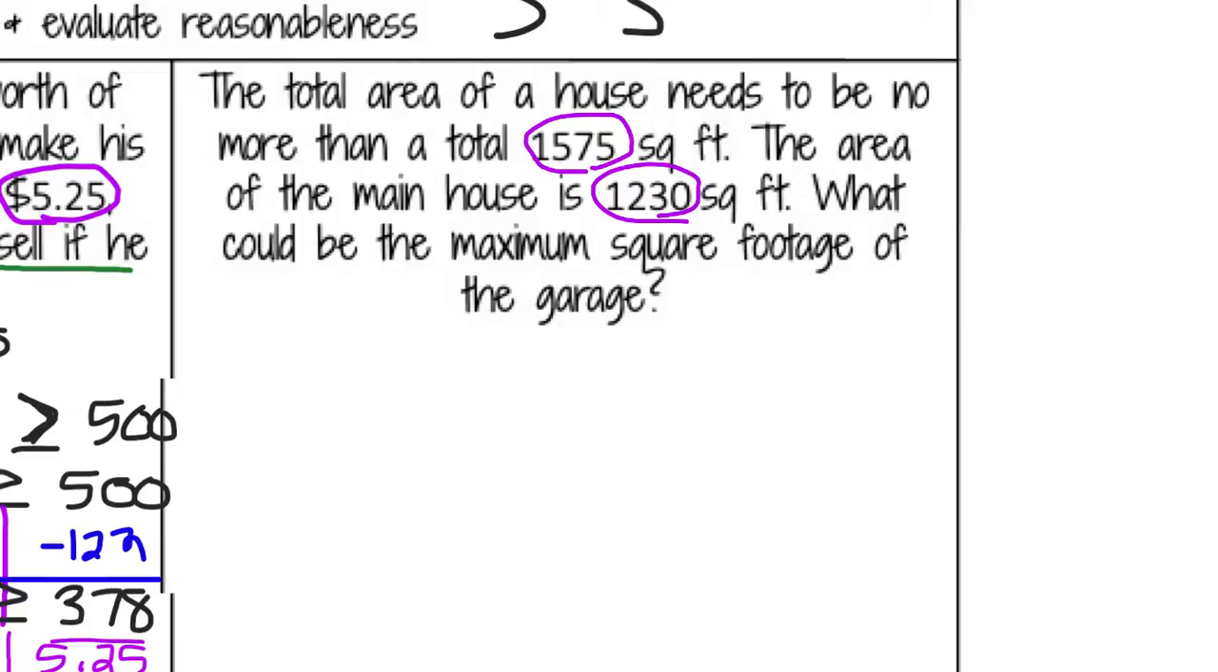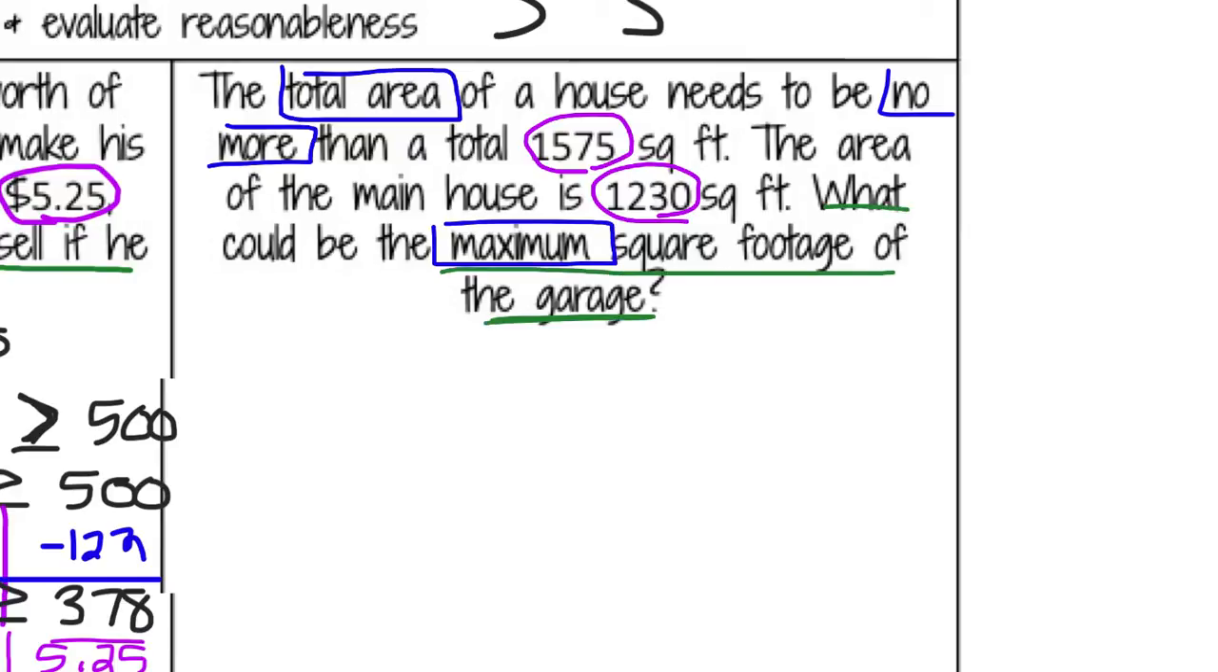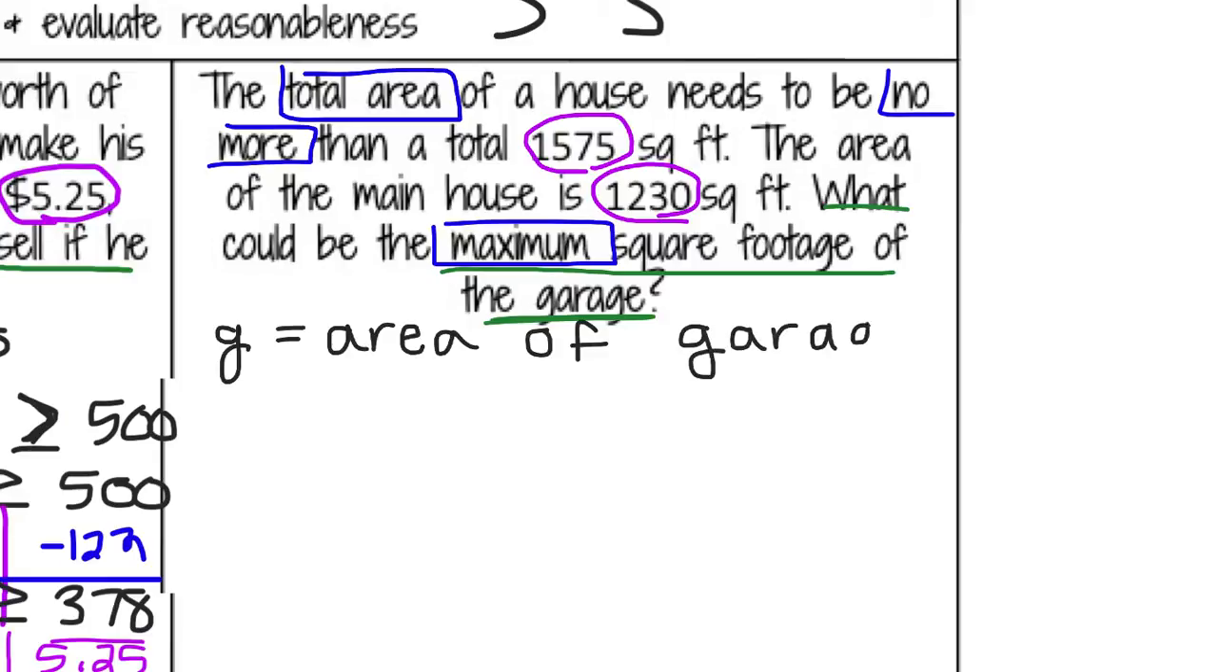I'm going to box my math action words. I see total area. I see no more than. And I see maximum. Okay. And my question is, what is the maximum square footage of the garage? So that's what I pick my variable to be. I'm going to pick G to represent the area of the garage.